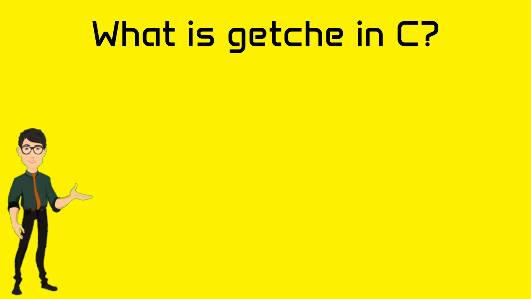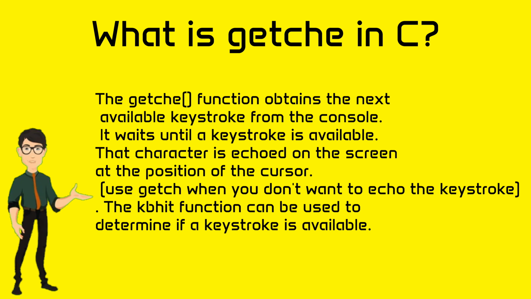What is getche in C? The getche function obtains the next available keystroke from the console. It waits until a keystroke is available. That character is echoed on the screen at the position of the cursor. Use getch when you don't want to echo the keystroke. The kbhit function can be used to determine if a keystroke is available.